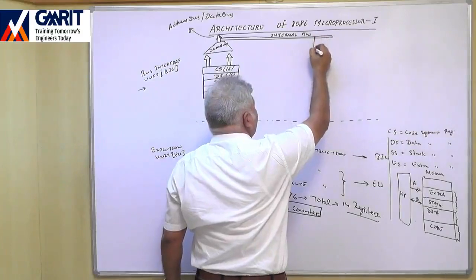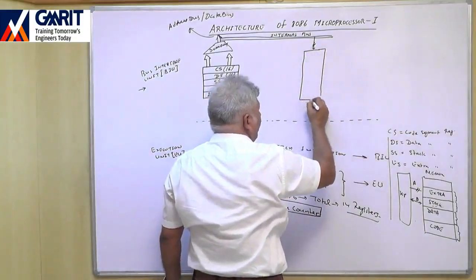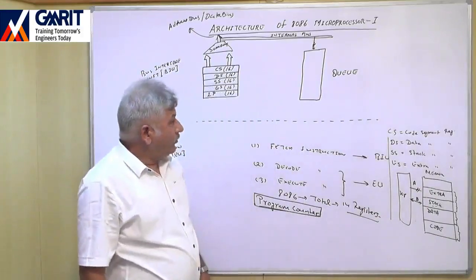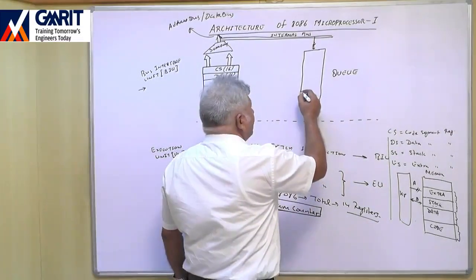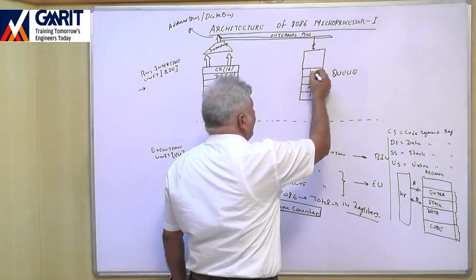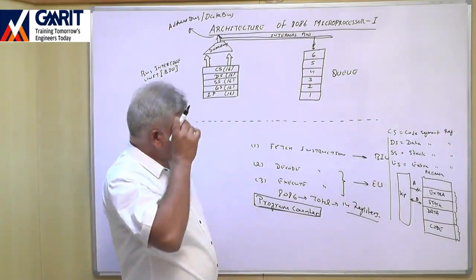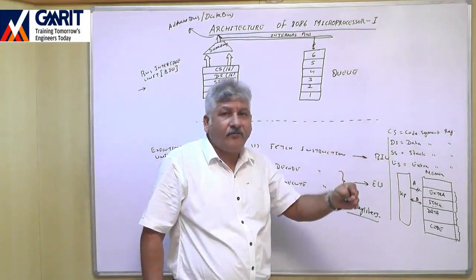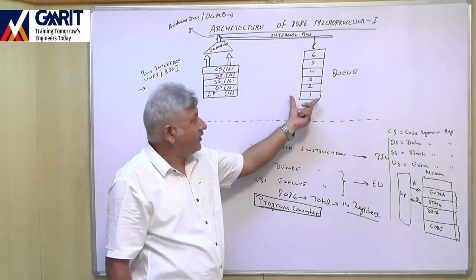And through this bus, the instructions will be stored in a place called the queue. There are six storing places in this queue, so six bytes can be stored: byte number 1, byte number 2, byte number 3, byte number 4, byte number 5, and byte number 6. In the queue, the instructions which the processor will execute in future, six bytes of those instructions, will be stored in advance.